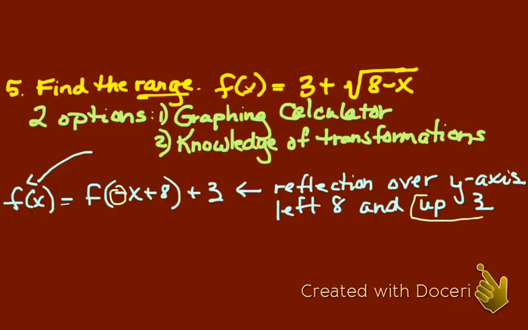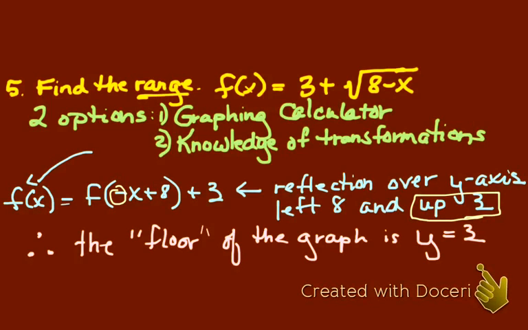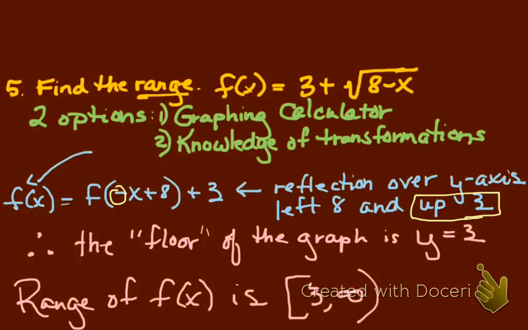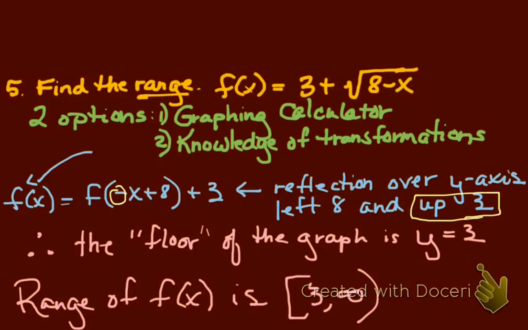This up 3 part is really what we want to focus in on, because that's going to determine the floor of the graph. As you recall, the x-axis of the parent function is the floor of the graph, so if it's been moved up 3, then that's where the new floor is. So we're finished with this graph, and the range of the function is going to be 3 to infinity.